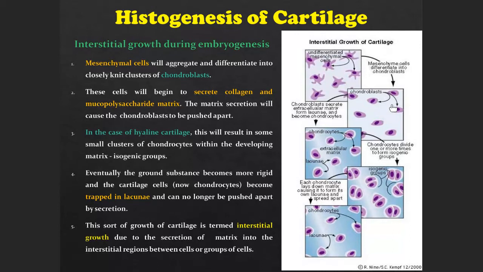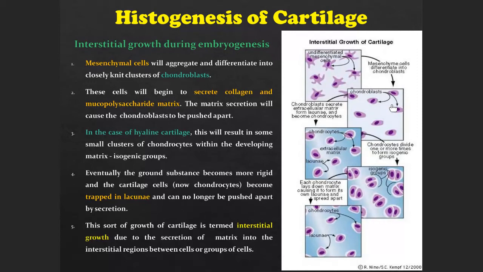Chondroblasts secrete the extracellular matrix. What is the extracellular matrix? We have already discussed the constituents: it contains glycosaminoglycans and proteoglycans. So these chondroblasts secrete extracellular matrix, form lacunae, form a shell, and become chondrocytes. So it starts from mesenchymal cells to chondroblasts to chondrocytes.